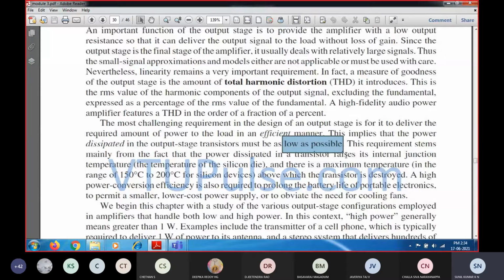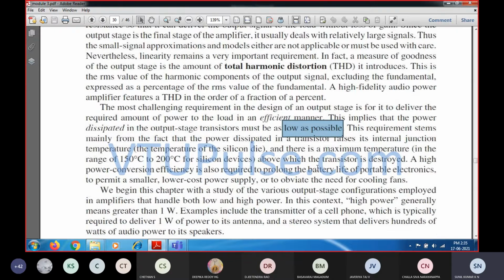If the electronic circuit itself consumes power, it is going to dissipate it as heat. So if the power dissipation in the transistor itself is less, then the power is efficiently transmitted to the load. That is one of the requirements: the power dissipation must be as low as possible.